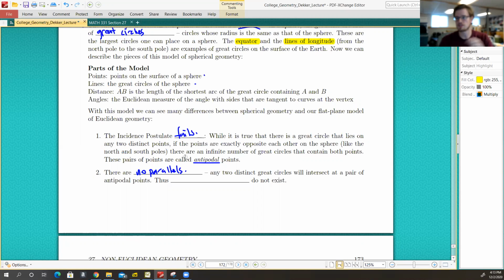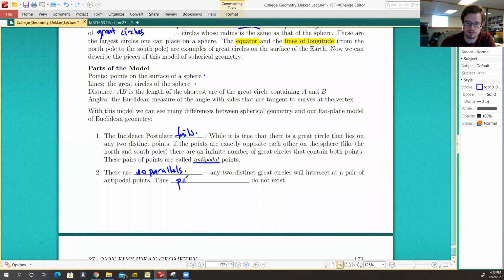If you consider a circle that's not a great circle, that's simply a circle on our geometry here. So any two distinct great circles will intersect at a pair of points. Those points are antipodal points. Thus, one result is parallelograms do not exist. If there's no parallel lines, we can't have a parallelogram. So that's kind of interesting.